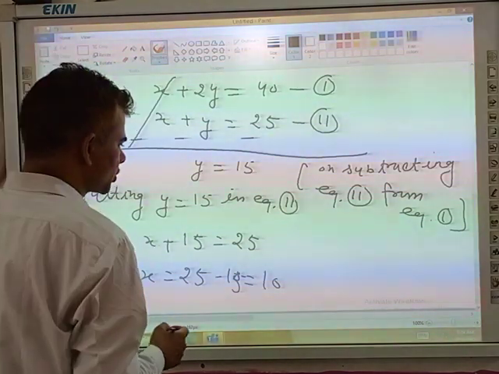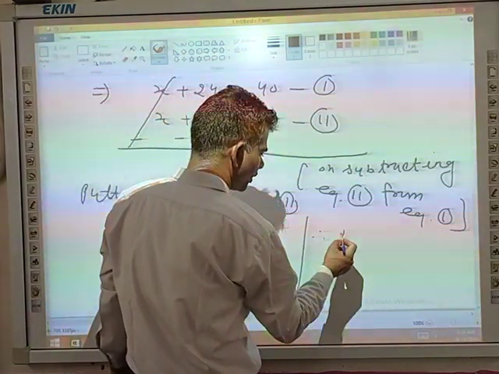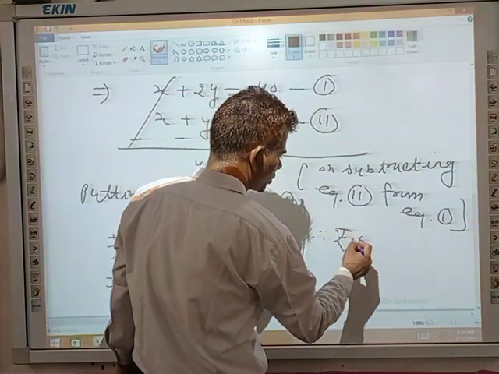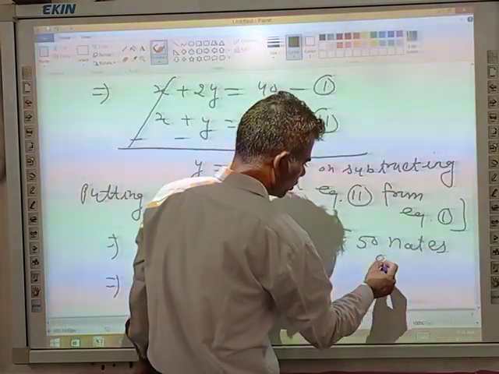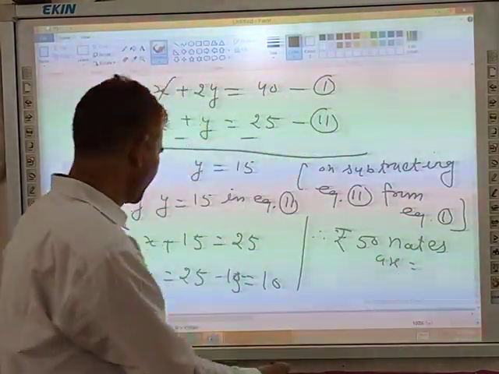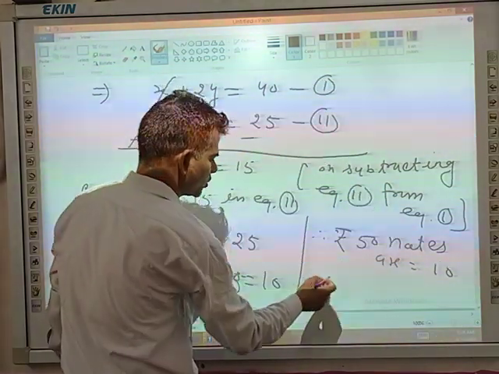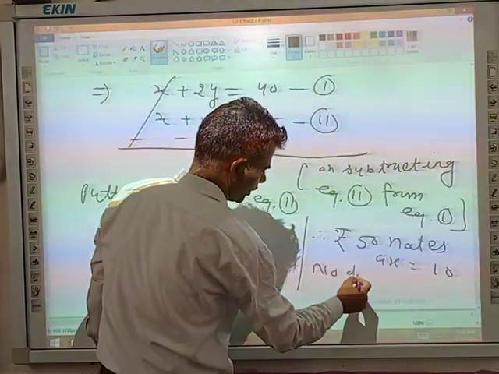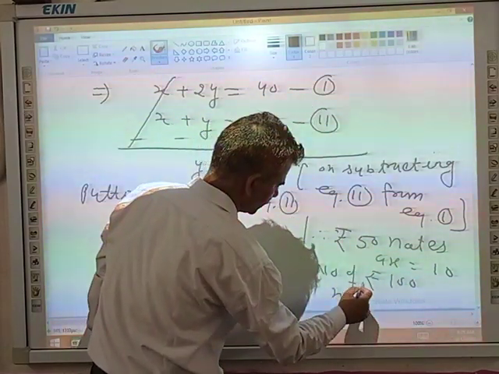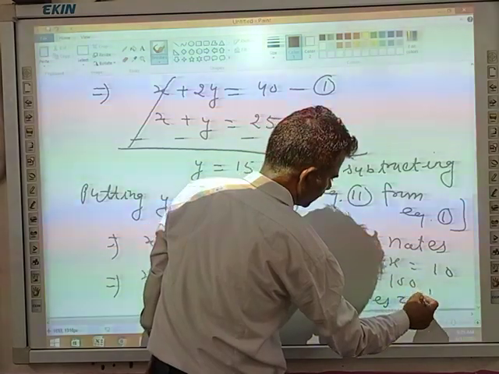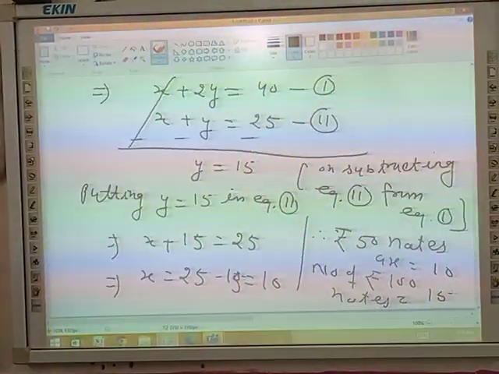Student, therefore 50 rupees notes are 10 and the number of 100 rupees notes, how many? 15. Student, do it fast.